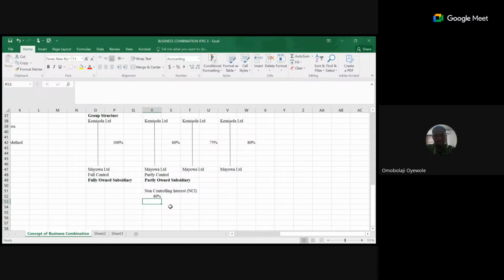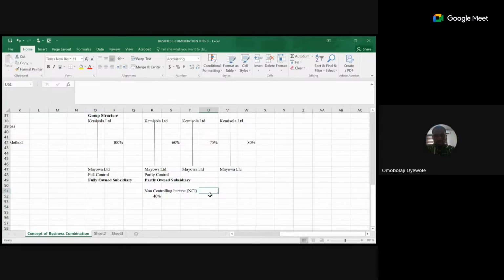So the group as a whole belongs to the parent and subsidiary. So all assets and liabilities of the group are for the parent and the subsidiary. But when it comes to the shares, the equity of the group, the capital of the group as a whole belongs to the parent company and the non-controlling interest. So the same thing with the case of 75%.